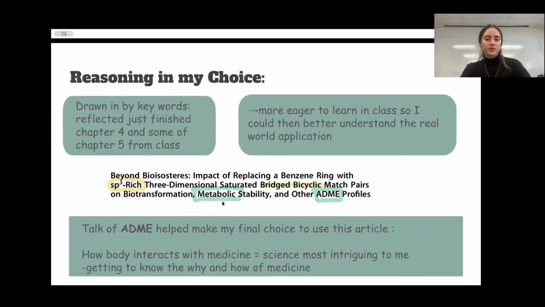I originally chose this article because I was interested in the key vocabulary that had shown up in other articles, such as sp3 rich and bridged bicyclic. I was really encouraged to see real-world application so early on in class. But I was solidified in my decision once I learned what ADME profile stands for, as the branch of science that I'm most interested in is where the body interacts with the chemistry and how we're able to assist it through our science processes to help the body function on its own.